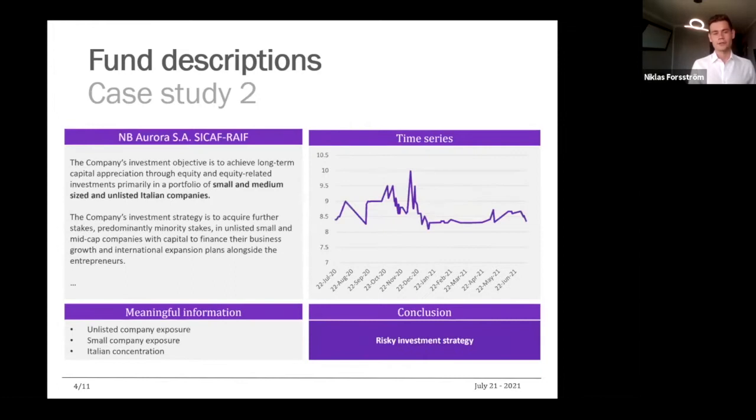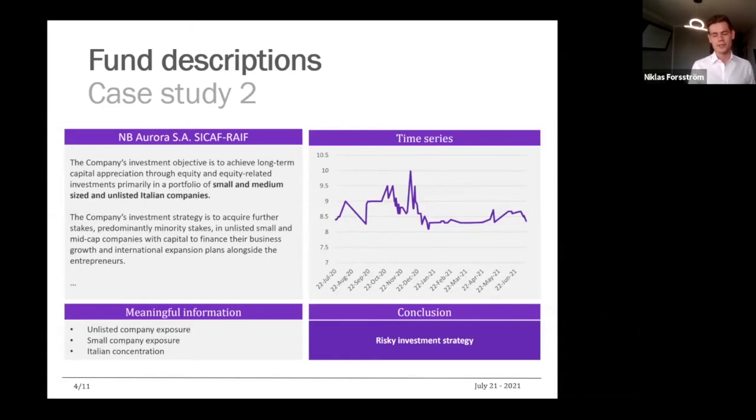On the other hand, if we look at this fund, for example, we can see that the investment objective is to achieve long-term capital appreciation through equity and equity-related investments, primarily in a portfolio of small and medium-sized and unlisted Italian companies. So analyzing this, we immediately see that we have unlisted company exposure.